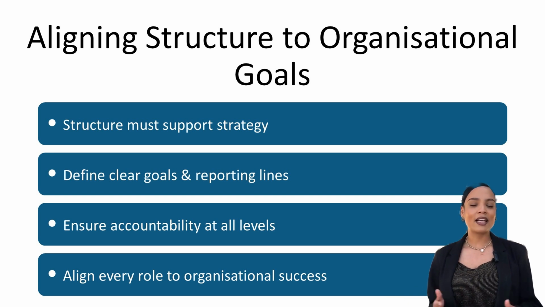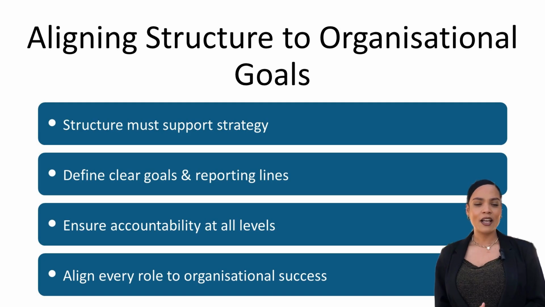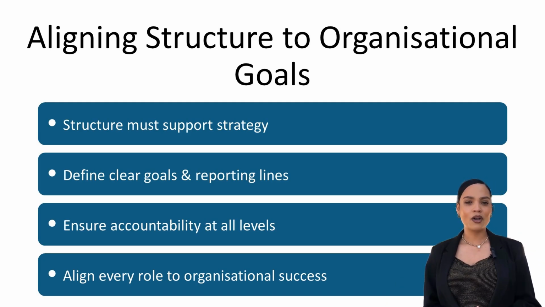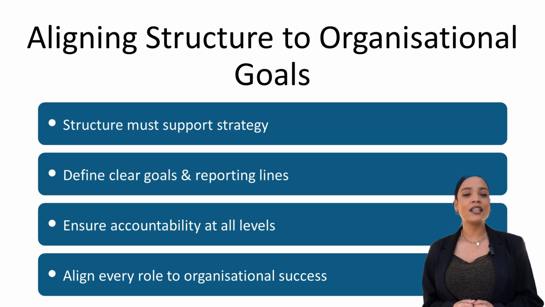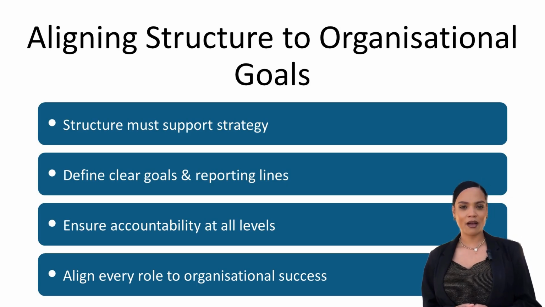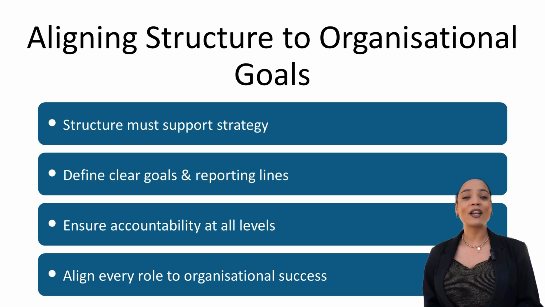2. Designing roles and reporting relationships that directly support those goals. 3. Ensuring accountability. Each person knows how their role contributes to success. Example: in a manufacturing firm, a production supervisor's role supports the goal of high quality on-time output. The structure should enable them to report directly to operations management with access to quality control and maintenance teams.